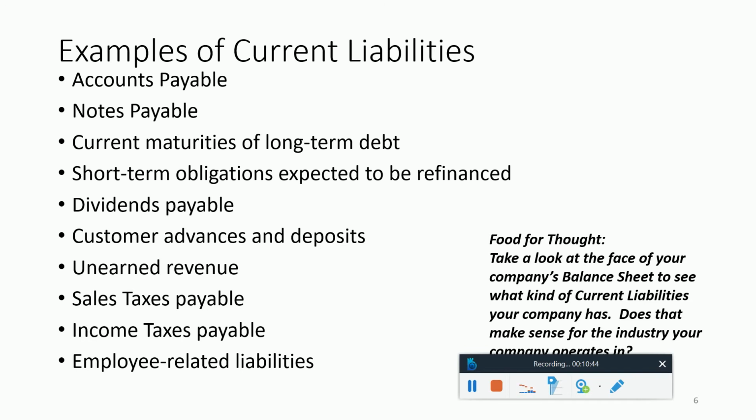One of the things that I want you to take a minute and look at is the face of your company's balance sheet for the SEC 10K project. I want you to look at what types of categories are in current liabilities for your company. Every company is going to have a slightly different mix of current liabilities depending on the industry in which they operate. So I want you to take a look at yours and see if you think it makes sense given the industry in which your company operates.